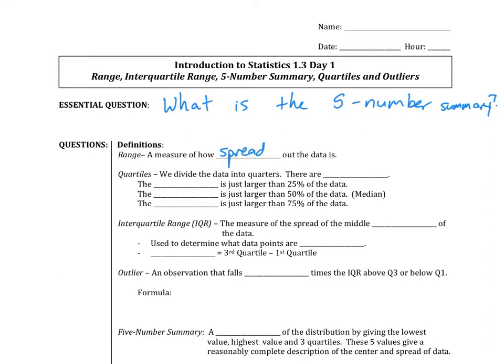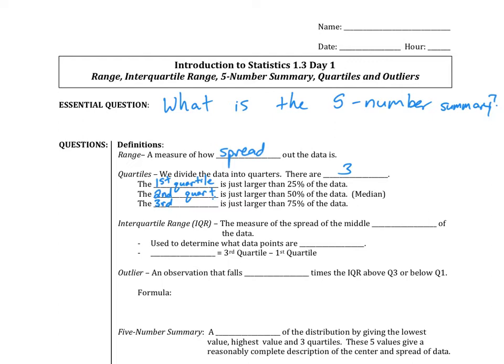And then there are quartiles. We can divide the data into quarters, and there are 3 quartiles. There is the first quartile, which is just larger than 25% of the data. The second quartile, I'm going to abbreviate that as quart. The second quartile is just larger than 50% of the data, so that's the median, right in the middle of it. And then the third quartile is just larger than 75%.